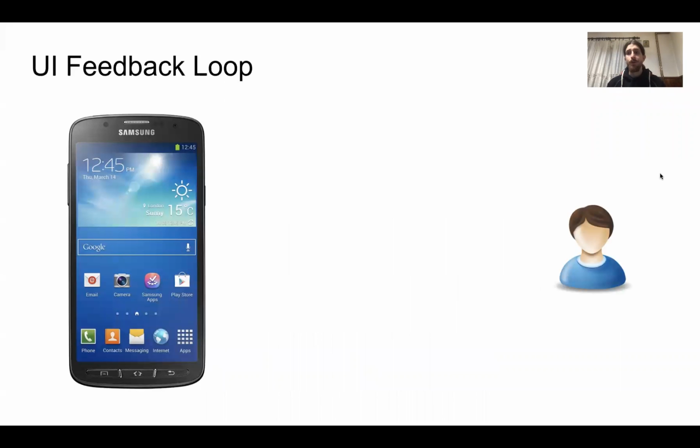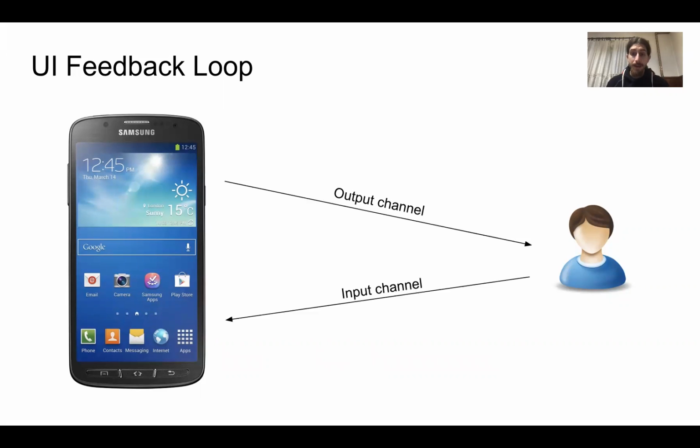So I would like to introduce a term I call the UI feedback loop. And this is to show the importance of the user interface and why it's important security wise. On the left side, we have a telephone, and then on the right side, we have the user. The user interface used as an output channel is a way for an application or for the operating system to communicate something to the user, but it's also used as an input channel to, for example, get some input from the user, like keys, username, password, messages, and things like this.